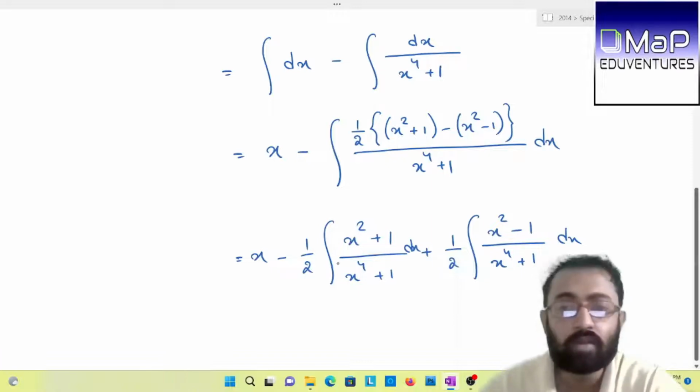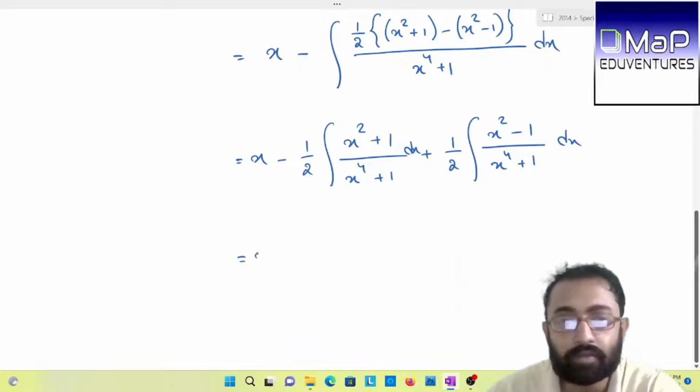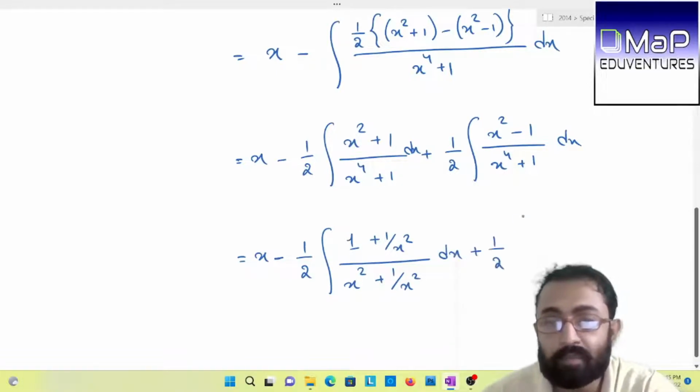Now the remaining part will be exactly the same as we did in the previous videos. All we have to do is divide both numerator and denominator by x squared. So you are going to get 1 plus 1 by x squared, whole divided by x squared plus 1 by x squared dx. Similarly in the second part.